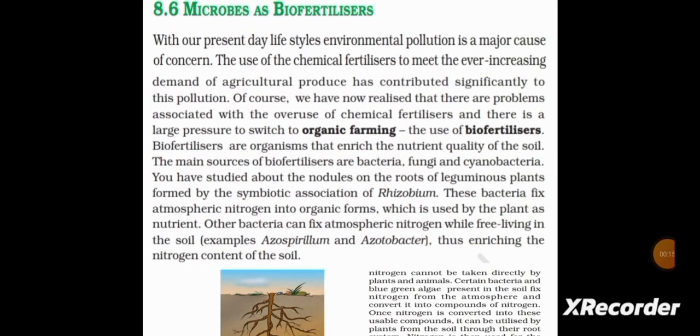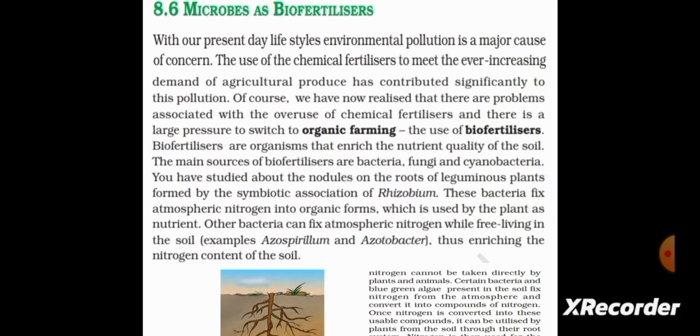Microbes as biofertilizers. With our present day lifestyles, environmental pollution is a major cause of concern. The use of the chemical fertilizers to meet the ever increasing demand of agricultural produce has contributed significantly to this pollution. Of course, we have now realized that there are problems associated with the overuse of chemical fertilizers, and there is a large pressure to switch to organic farming, the use of biofertilizers.